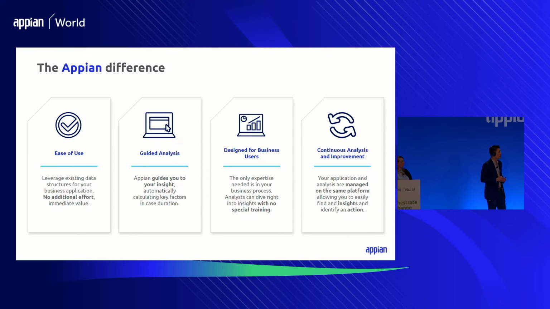Then with the Appian platform, you can not only find the improvement, but you can implement the improvement. And then you can track the improvement. Then you can report on the improvement, and we help you with that entire cycle.